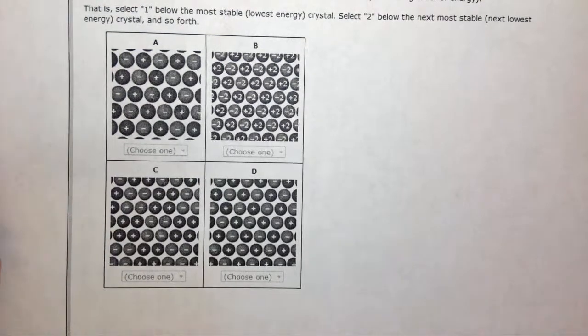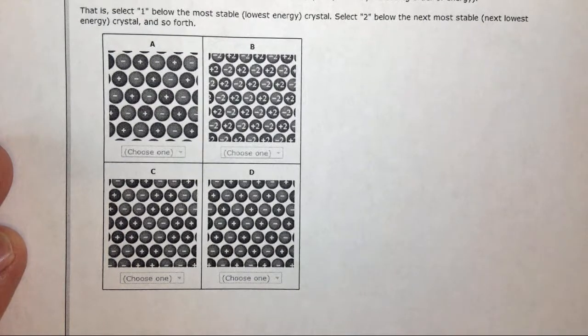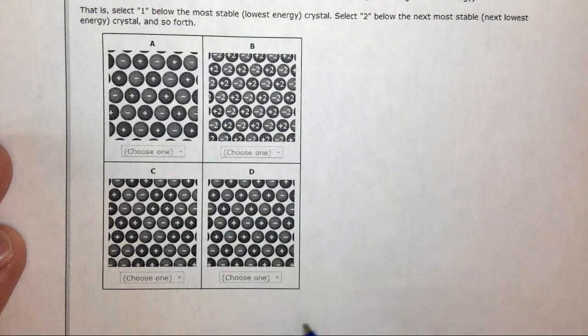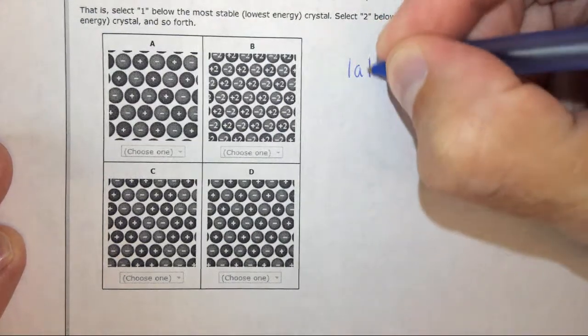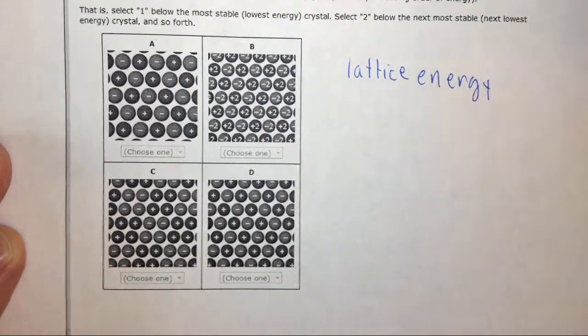In this question, we're asked to select which of the following is the most stable, and so on and so forth, to the least stable. And what this question is essentially asking about is lattice energy. And lattice energy is based on two factors.